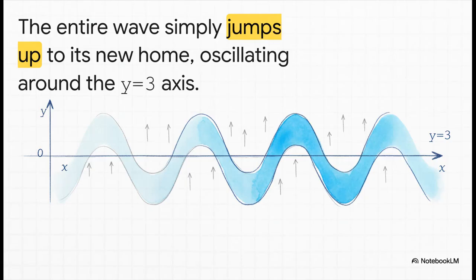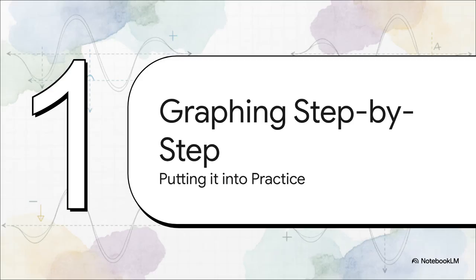And now for the magic. We take that original sine wave and we just lift it straight up. The entire wave is now wiggling around that new axis we drew at y equals 3. Nothing else has changed. It hasn't been stretched, it hasn't been flipped, it's just been moved. Simple as that. All right, so now that we've got the secret, let's go back to that kind of scary-looking problem from the beginning. We're about to see just how easy it becomes when we use our step-by-step process.